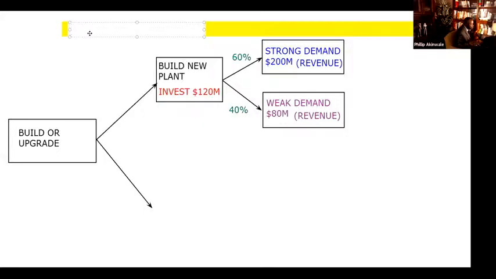Okay. So what we're going to do is find the EMV for the strong. So I'll just say strong EMV. And that is going to be equal to what? Remember, it is always probability times impact. What is the probability here? 60% or 0.6 in decimal, times the impact, which is the profit. The profit is 200 minus 120 million.